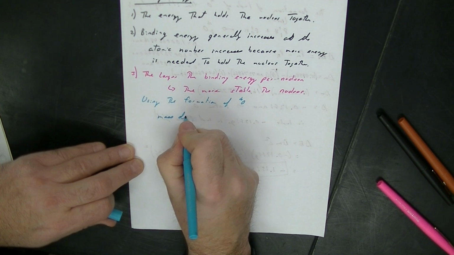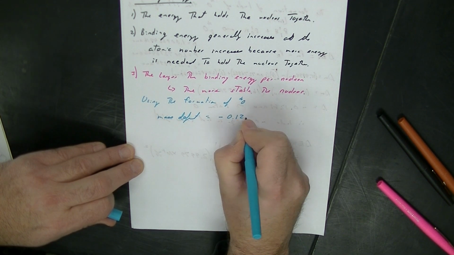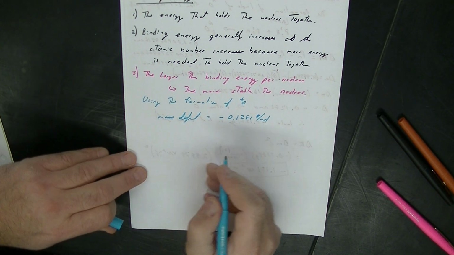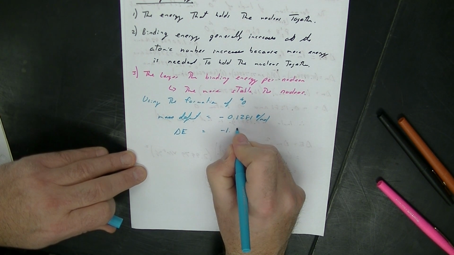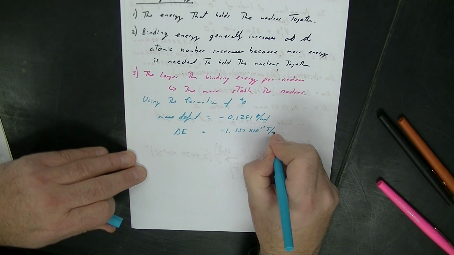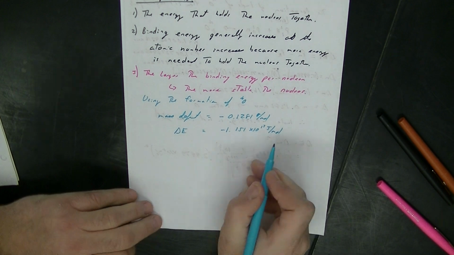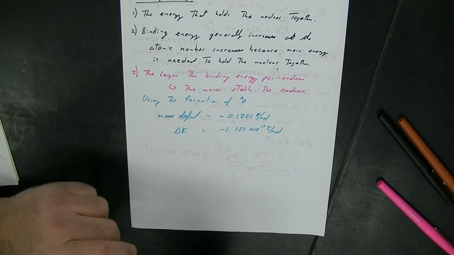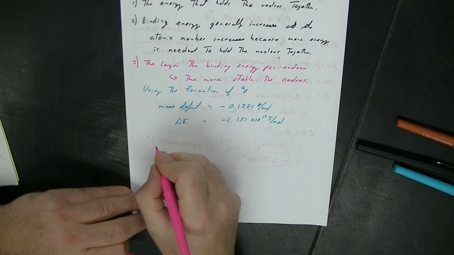So our mass defect was equal to a negative 0.1281, and that was grams per mole. Okay, and then when we calculated our change in energy, it was equal to a negative 1.151 times 10 to the 13th, and that was again joules per mole. Now we're going to be using this energy, right? Because this is the energy that's actually going to be used. It's used to bind that nucleus.